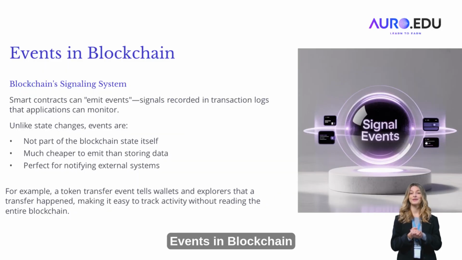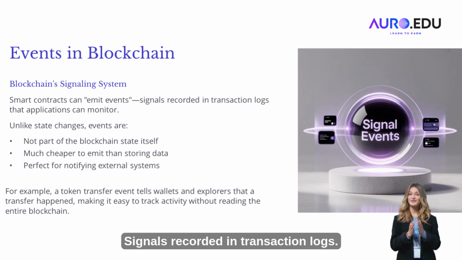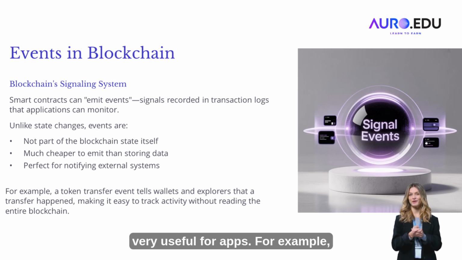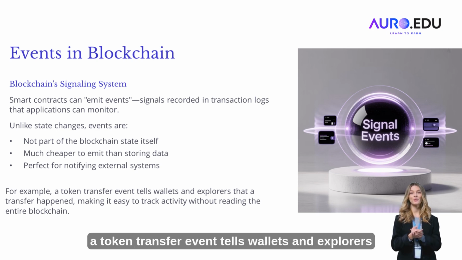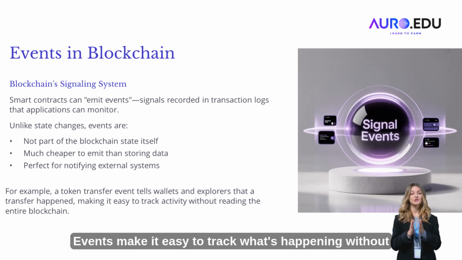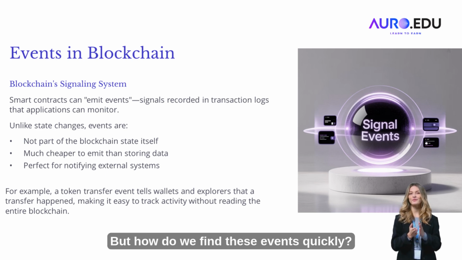Events in blockchain. Smart contracts can emit events, signals recorded in transaction logs. These are not part of the blockchain state but are very useful for apps. For example, a token transfer event tells wallets and explorers that a transfer happened. Events make it easy to track what's happening without reading the entire blockchain. But how do we find these events quickly?